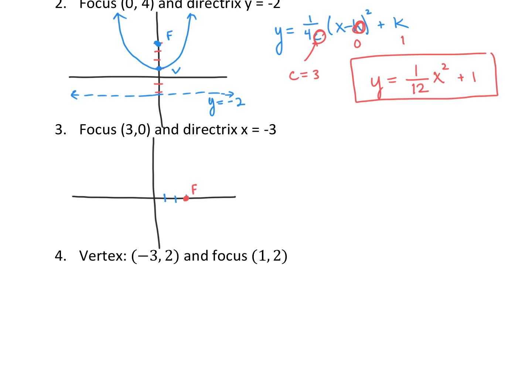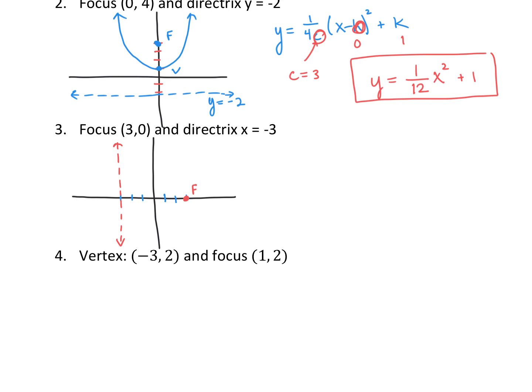And the directrix is x equals -3. So I'm going to go to -3 on the x-axis. And then the directrix is a line. x equals -3 is going to be a vertical line that goes through the x-axis at -3.